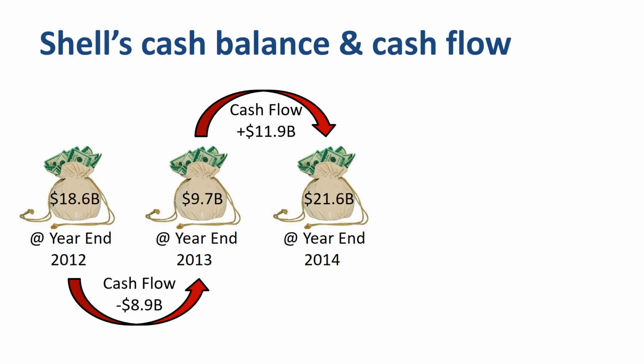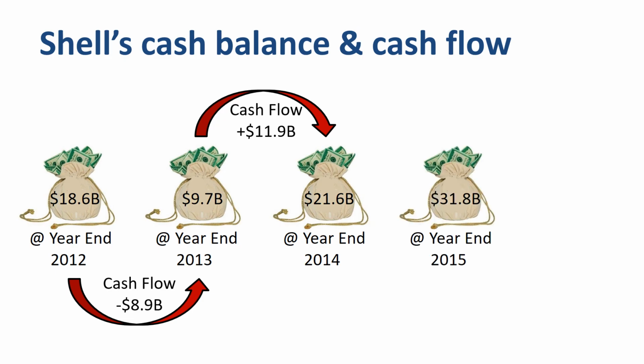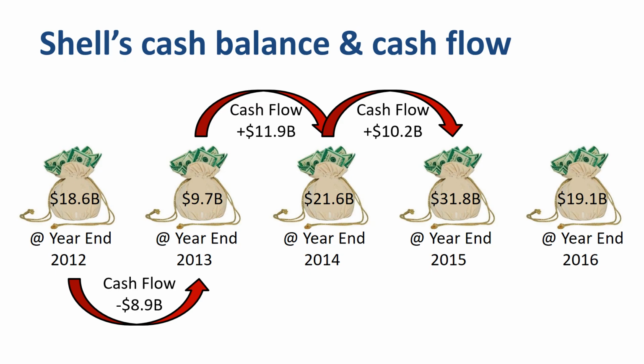At the end of 2015, the cash balance was $31.8 billion, due to a positive cash flow during the year of $10.2 billion. At the end of 2016, the cash balance was $19.1 billion, due to a net cash outflow during the year of $12.7 billion.